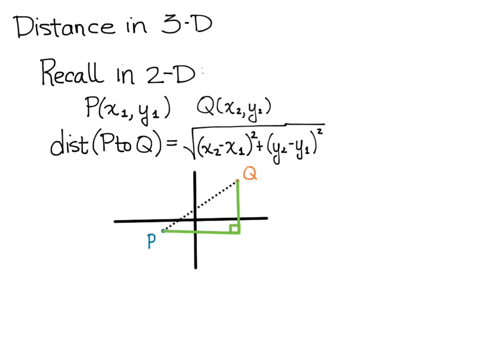So we can break this up into a right triangle, and then we only have to consider the horizontal distance that we've traveled and the vertical distance that we've traveled. So the horizontal distance is x2 minus x1, the vertical distance is y2 minus y1, and the distance that we want is the length of this hypotenuse. So using the Pythagorean theorem, we can get this distance formula that I gave you above.